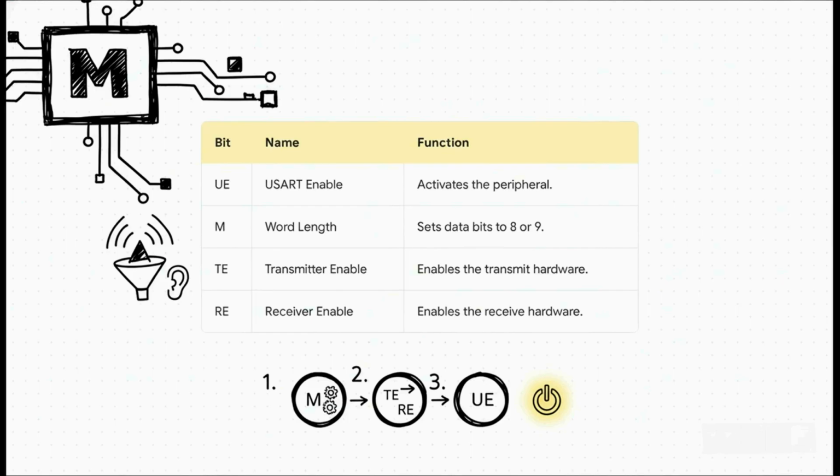Next up is the main control register, CR1. There are 4 bits here that we really care about. The M bit sets our word length, usually 8 data bits.